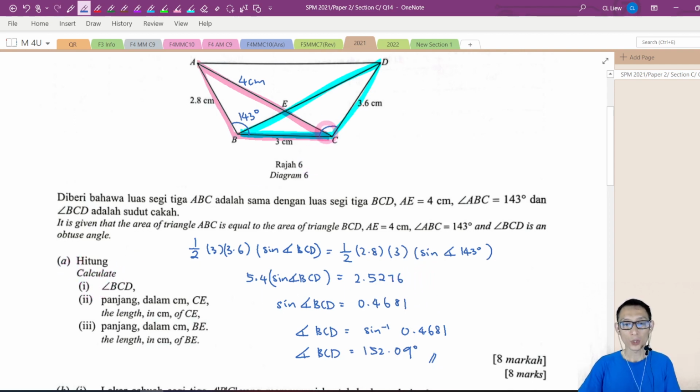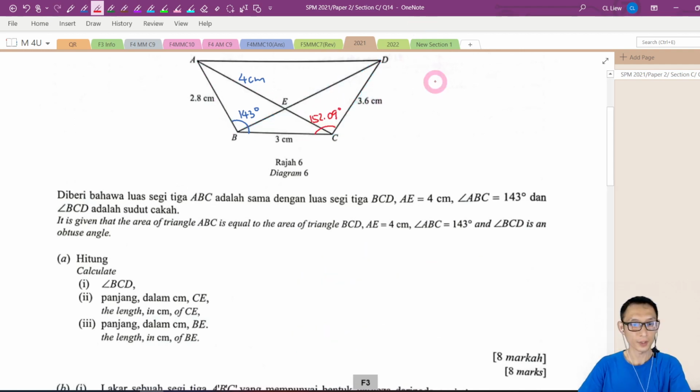Once we have got the answers, I would suggest you write down the label on the diagram. Maybe you need to use it later. This is 152.09 degree. Second part, we want to find the length of CE. CE means here. Now you look at this triangle ABC.